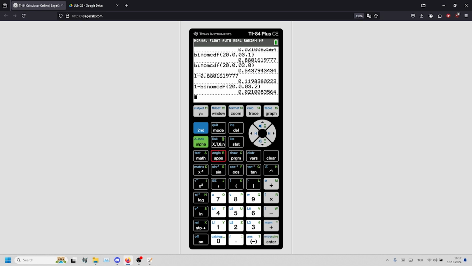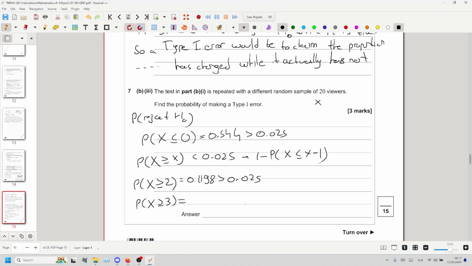So that's 0.0210. All right. This is indeed less than 0.025, which basically tells us that this is where our critical region is. So if we consider the values 2, 3 and 4, the sum from this part is bigger than 0.025, but the sum from this part is less than 0.025. So our critical region would be from 3 and onwards.